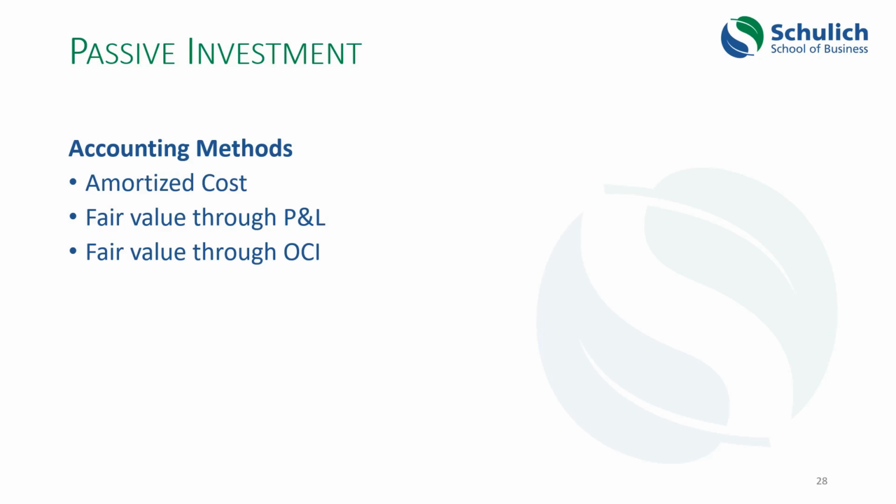There's three possibilities. There's the amortized cost method, fair value, where the difference in fair value from one period to another affects the profit and loss statement, and fair value, where the difference in fair value from one period to another is simply recorded in the other comprehensive income and it doesn't go directly through the income statement. So this is the default position here.